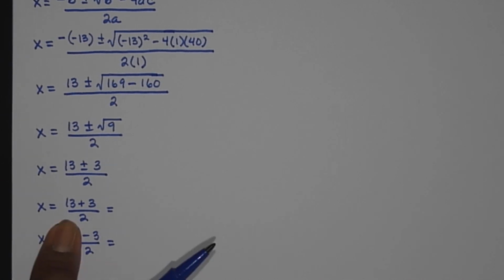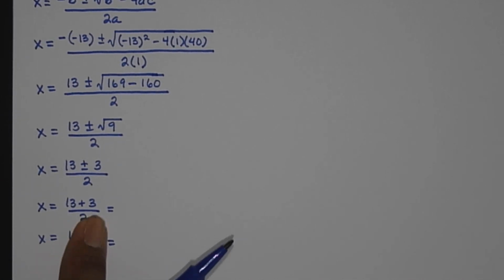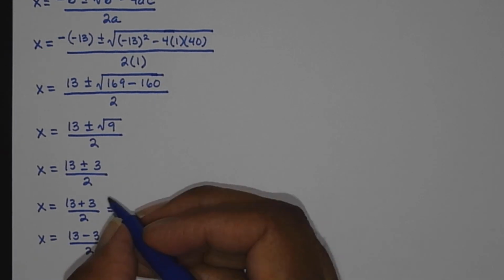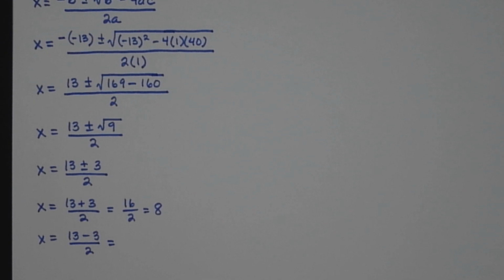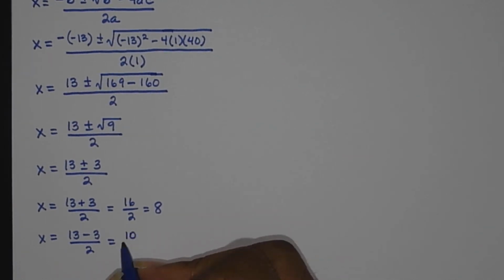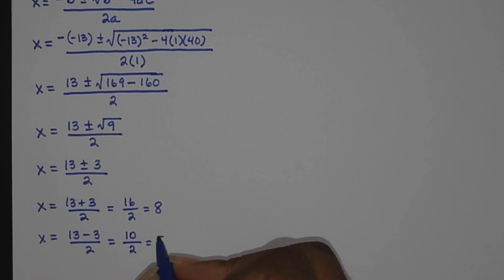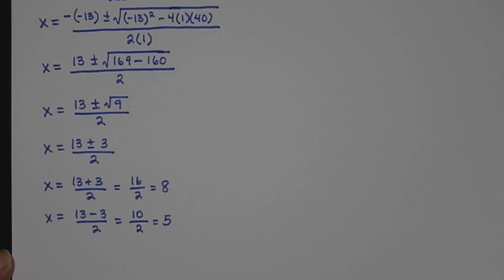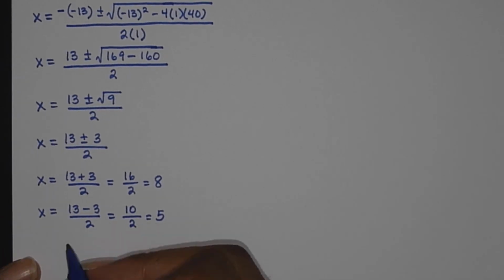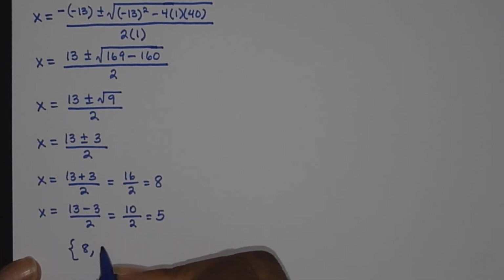So here for that first one, 13 plus 3, that would be 16. 16 divided by 2, 8. And then for the other, 13 minus 3 will be 10. Divided by 2 will be 5. So for this quadratic equation, these are my two solutions here, 8 and 5.